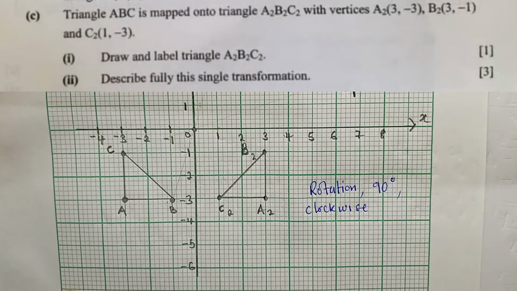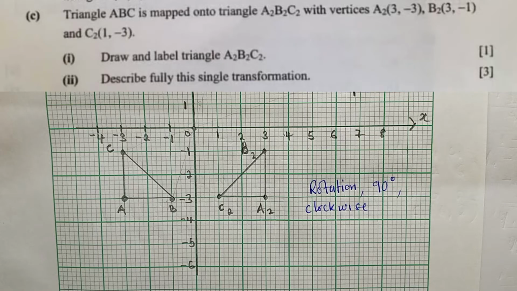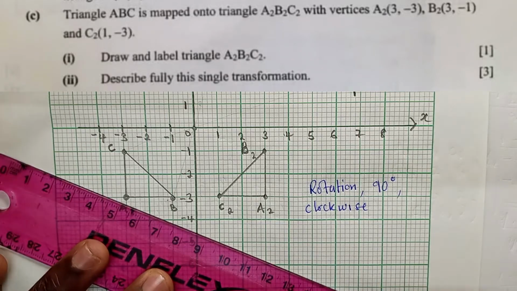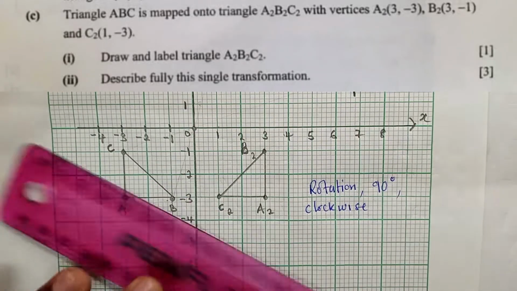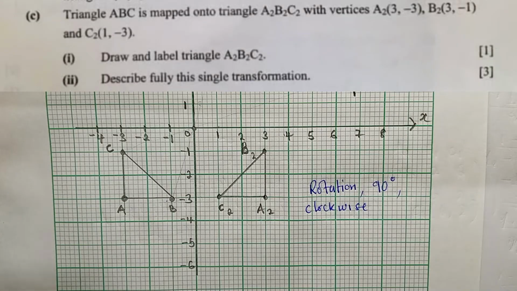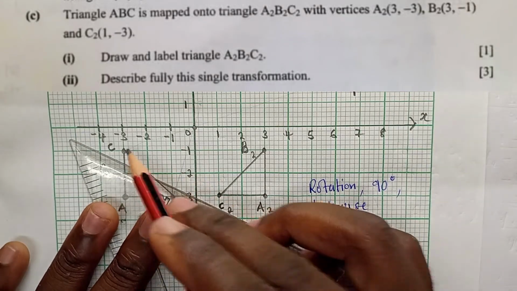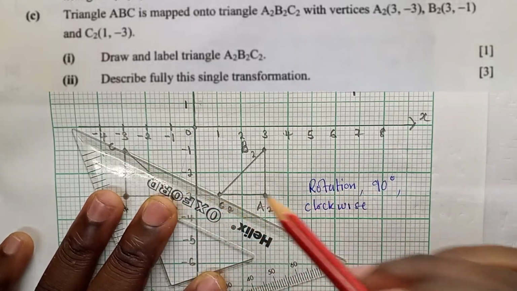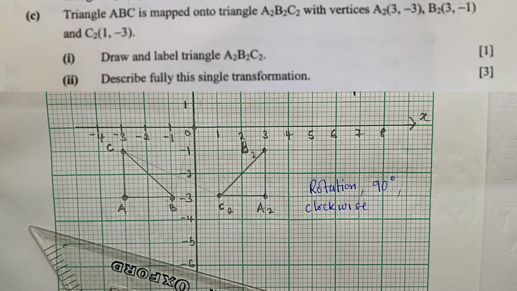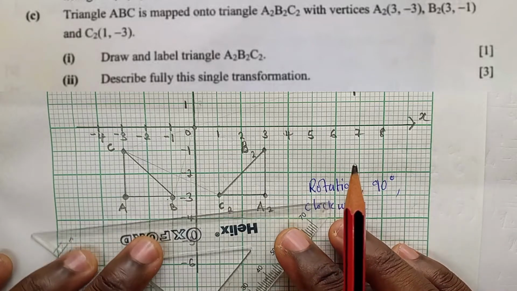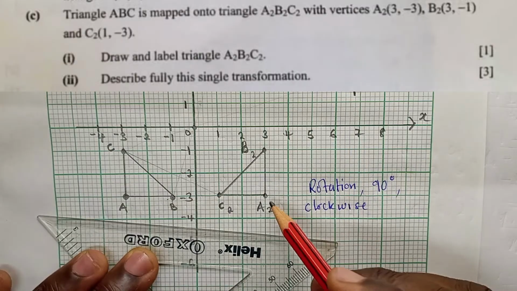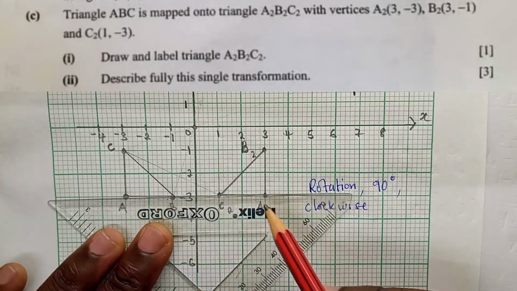So now, how did I get to know that it's a rotation? For rotation, you first join the points. You see where C is here, and this C2. So join those two points like that. You just test, we're testing. And then here, join another set of corresponding points. You can join A and A2 here. So it's right here.